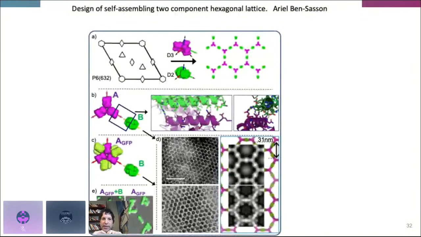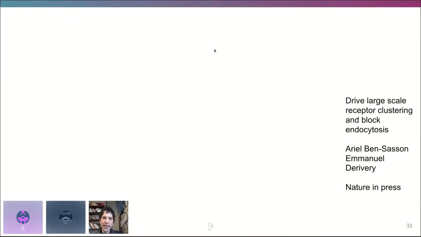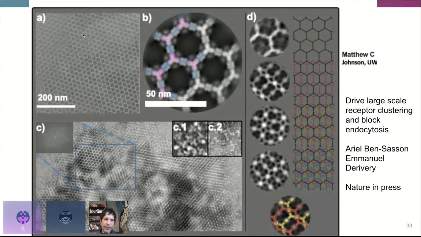On the topic of self-assembly, now we can, instead of designing proteins that generate a curved structure, design proteins that generate a flat structure. And this is work from Ariel Ben-Sasson, designing two proteins, a green protein and a magenta protein, that drive formation of this extended hexagonal lattice. And it's really quite beautiful. So this is purifying the two proteins separately, mixing them together. You get this very, very extended lattice. And if you superimpose the design model onto the average density from this, you can see it fits quite well. So there's the two proteins that I was indicating earlier.